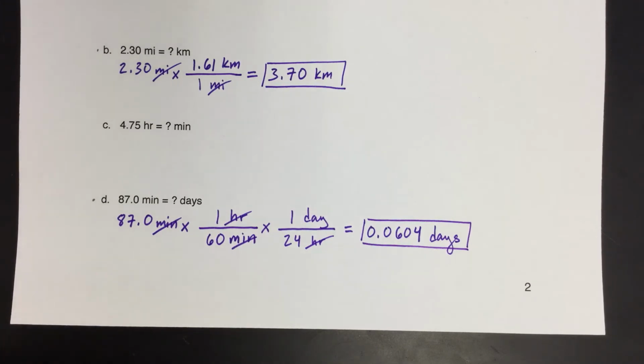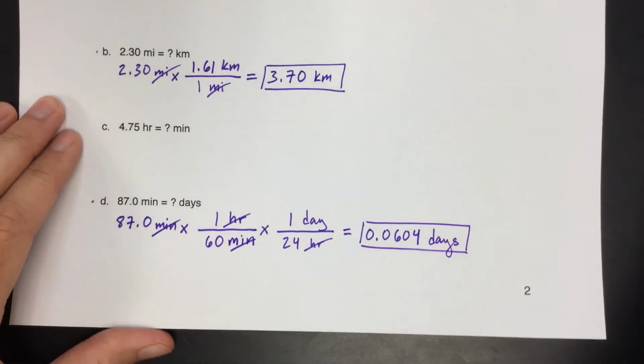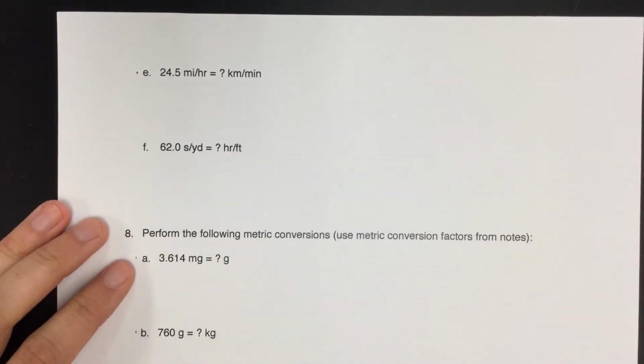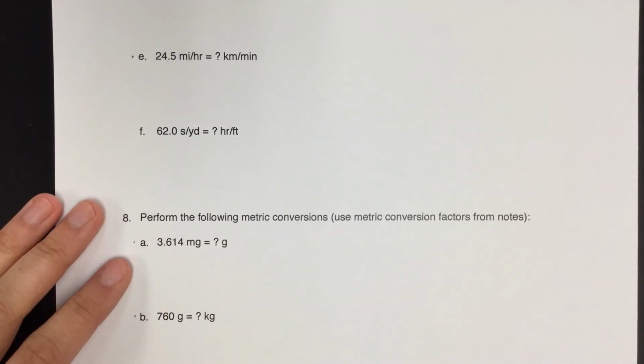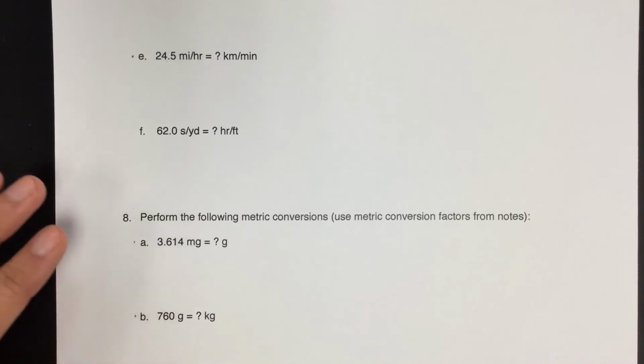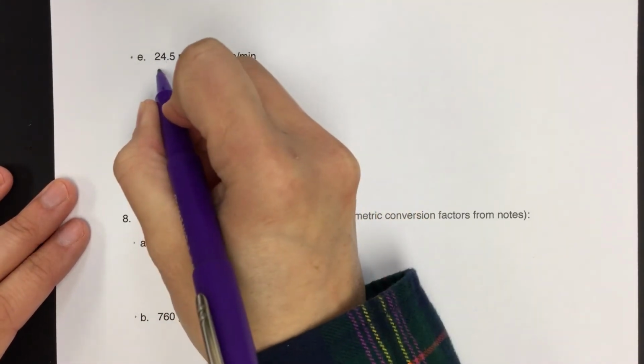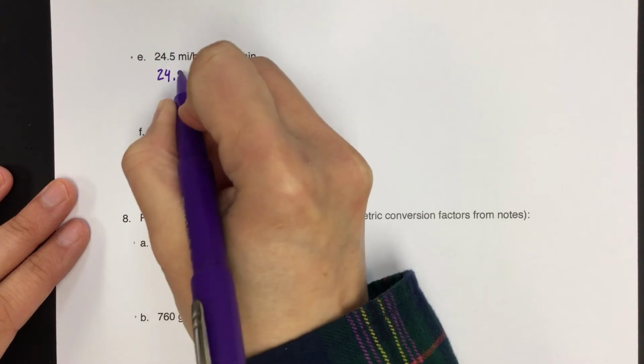Get one more example here. A trickier example that uses 2 units in the question. Okay, so this one, 24.5 miles per hour equals how many kilometers per minute. So this one's a little bit tricky, but we're going to start it out the same way. We're going to start with the number we're given, 24.5.